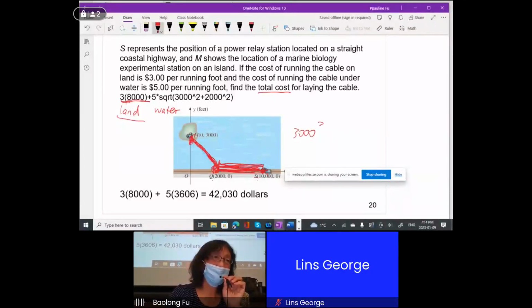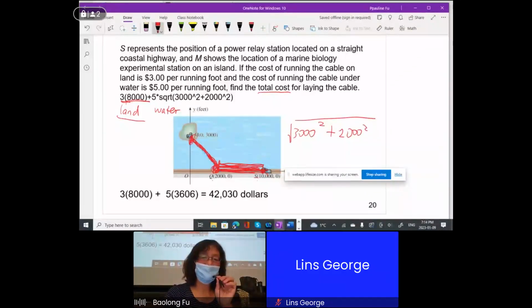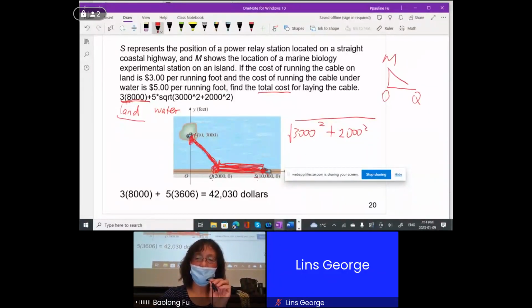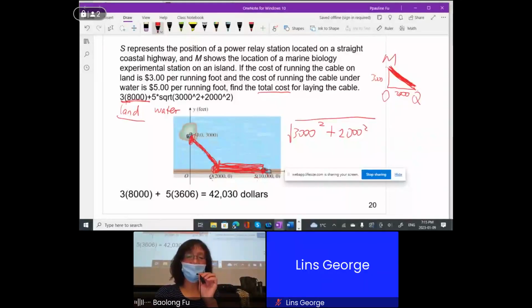Use 3,000, and then 2,000, take the square root, Pythagorean theorem. So basically, when you look at triangle MOQ, the distance between O and Q is 2,000, and the distance between O and M is 3,000. So what is this part? By the Pythagorean theorem, this part is the square root of 3,000 squared plus 2,000 squared. Did you get this? Okay, so this length is the square root of 3,000 squared plus 2,000 squared. And then you multiply by 5 because the cost is 5 per unit.